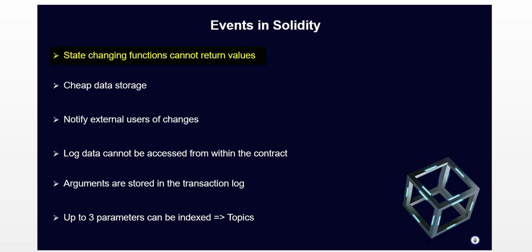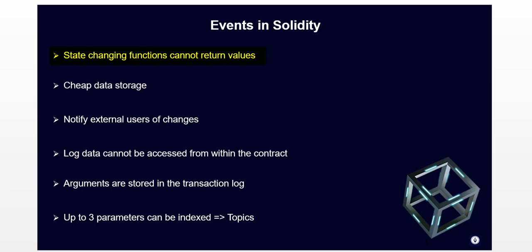So why do we actually need events? Well, as we know, state-changing smart contract functions cannot return any values. And when they are called from an externally owned address, they return a transaction hash. However, we still need a way to provide important data regarding that function call to the outside world, for example to a Web3 application. And that's exactly what events allow us to do.